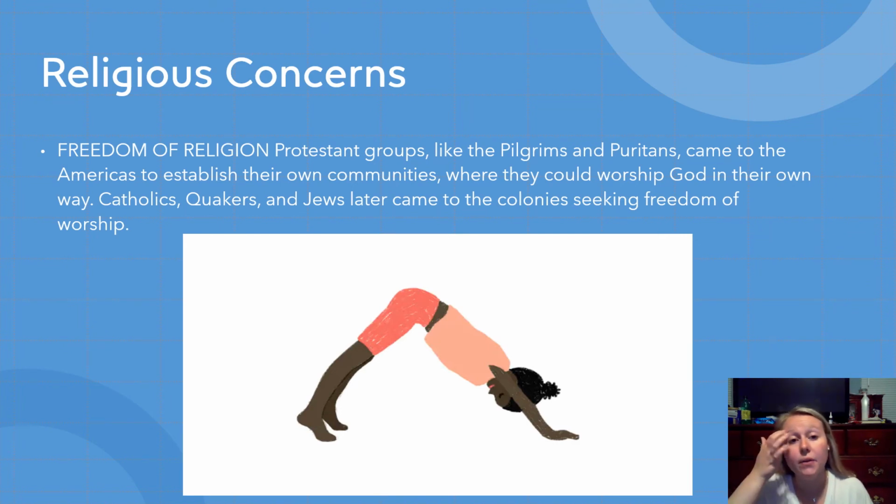I'm going to go ahead and repeat that phrase for you one more time. So the settlers came to America for religious concerns. They wanted freedom of religion. Protestant groups like the Pilgrims and Puritans came to the Americas to establish their own communities where they could worship God in their own way. Catholics, Quakers, and Jews later came to the colonies seeking freedom of worship. Go ahead, take a deep breath, and return to that standing position.